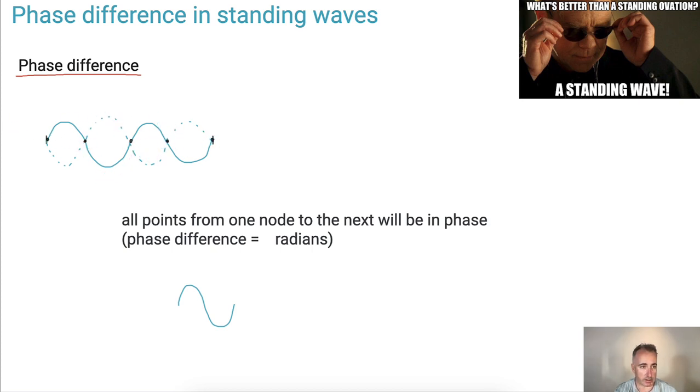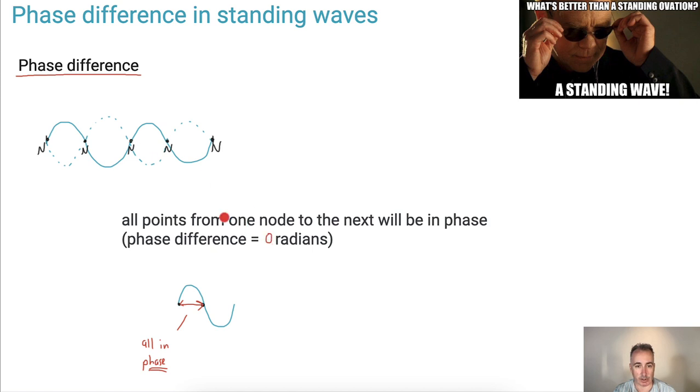And remember, these are nodes here. So this is a node here, and a node here, and a node here, and a node here, and a node here. Now what we talk about is all points from one node to the next. So from this node to this one, for example, any points within this, any points right here, are all in phase with each other. And if something is in phase, it means there's no difference between them. So the phase difference could be, for example, 0 radians here.